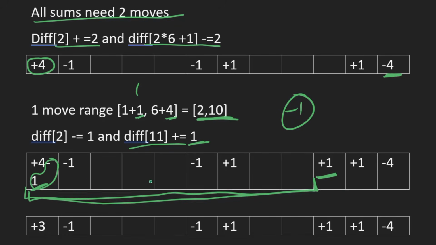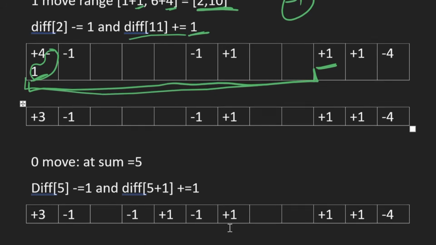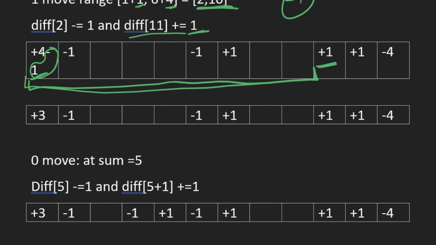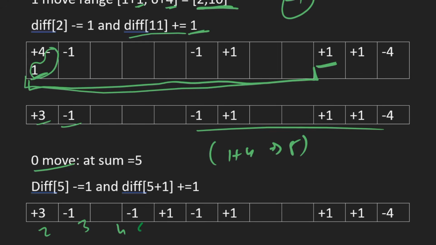So we again have to put plus 1 at the next element, right? Then, see here, 4 minus 1 will become 3 minus 1. So this will be after processing one move. Now the zero move case, that is 1 plus 4, which is 5. So at 5 we have to put minus 1, so 2 3 4 5. At 5 we put minus 1, and again plus 1 at 6.